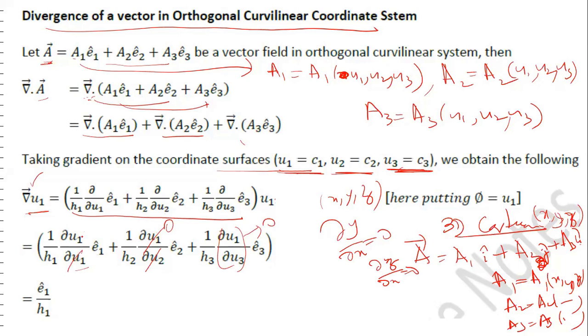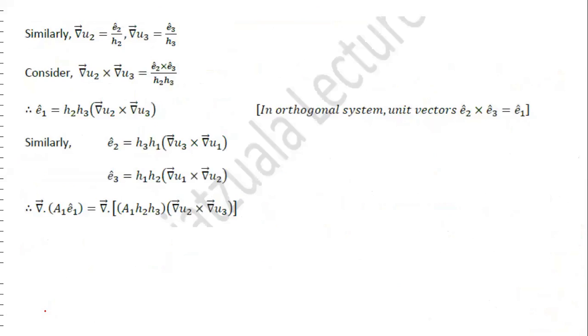And this will result in 1. And what we have here is e1 cap, the tangential unit vector, upon h1, right? Similarly, if you take grad u2, this is what you're going to get. If you take grad u3, this is what you're going to get. Now consider the cross product between grad u2 and grad u3. It will be e2 cross e3 divided by h2 into h3.